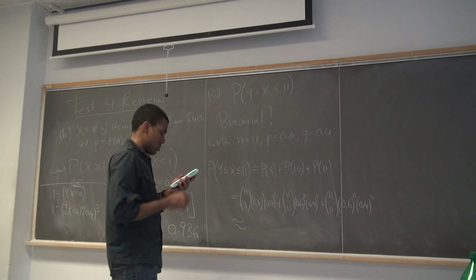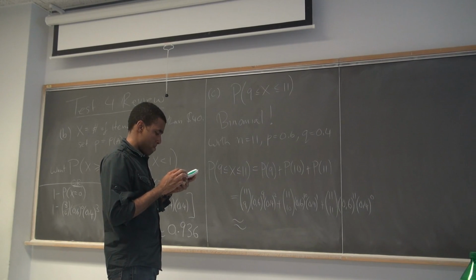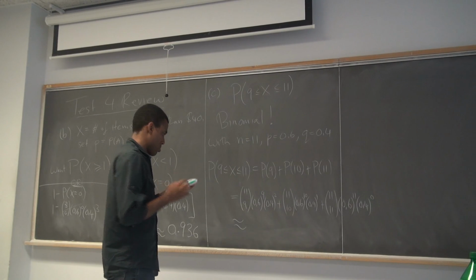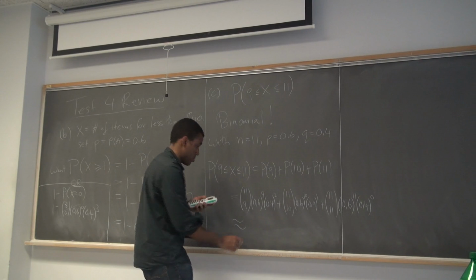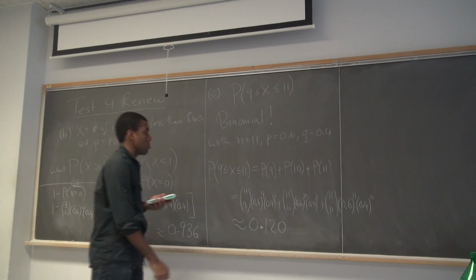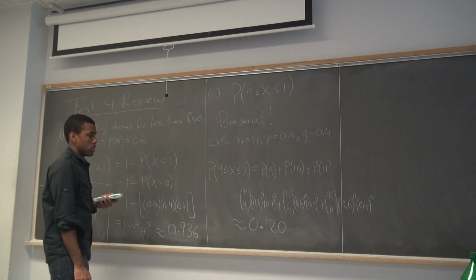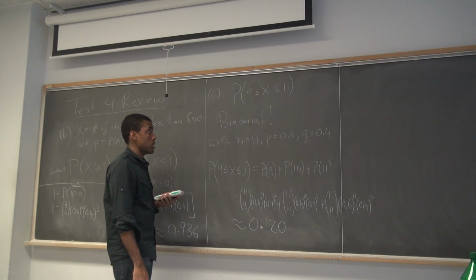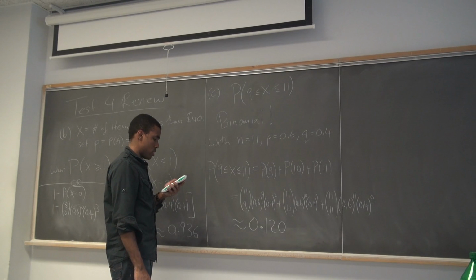Did anyone complete this? 0.120. So there's a 12% chance that between 9 and 11 will be less than 40.